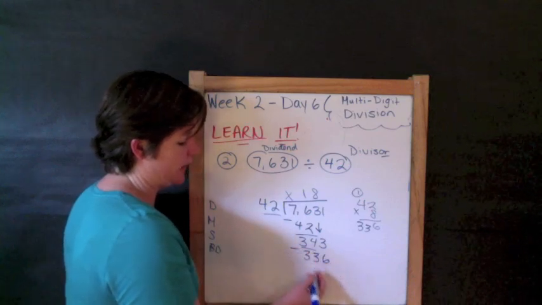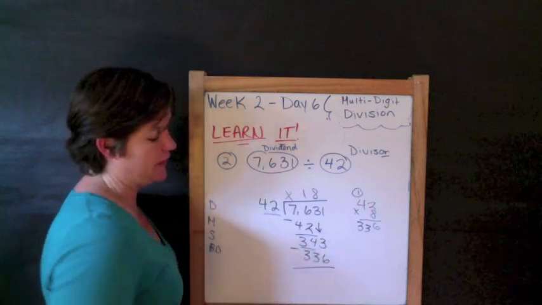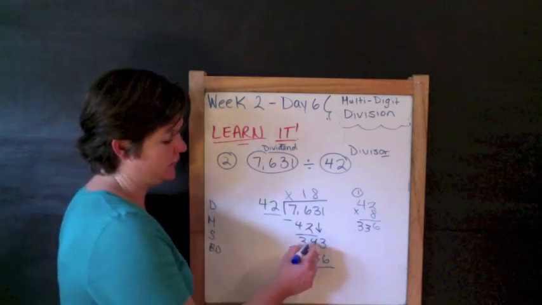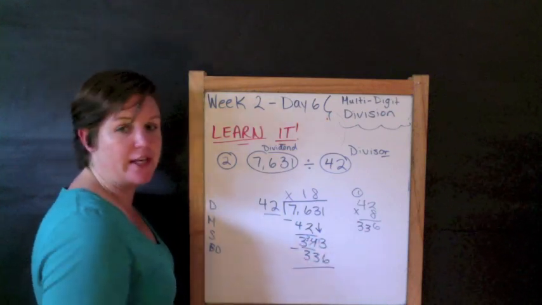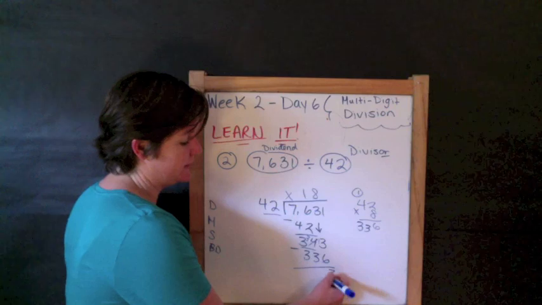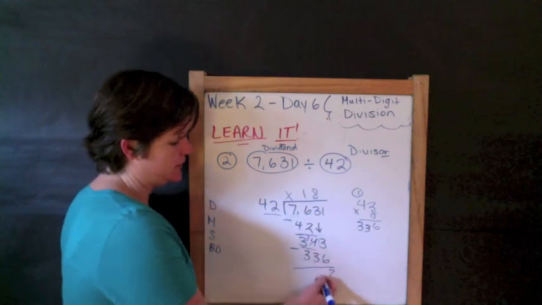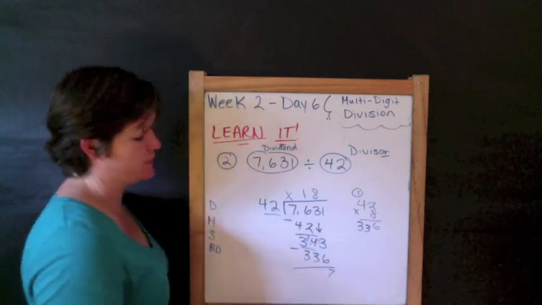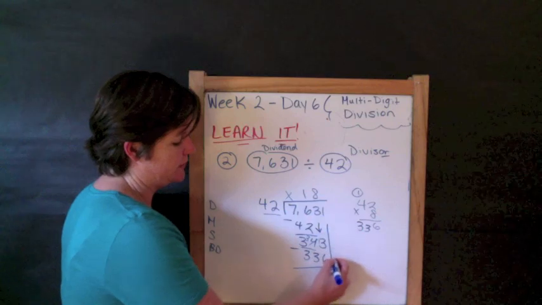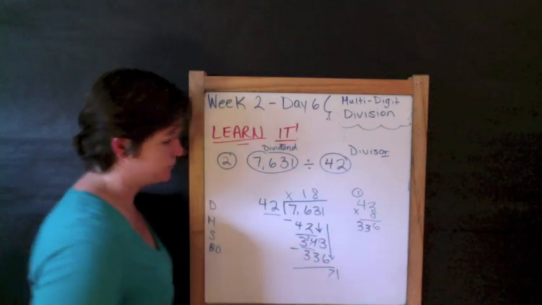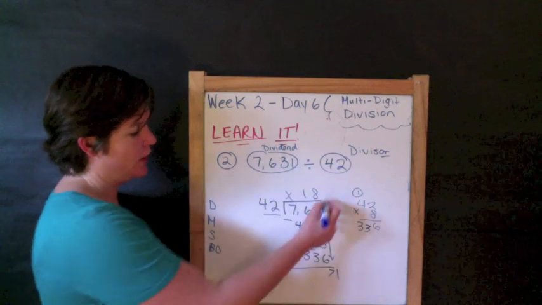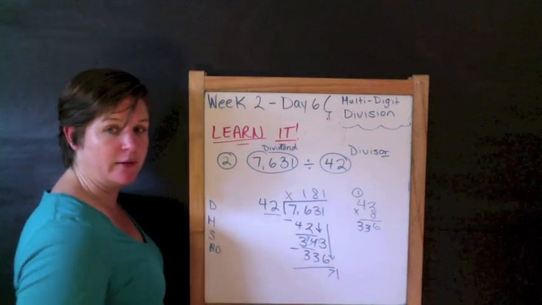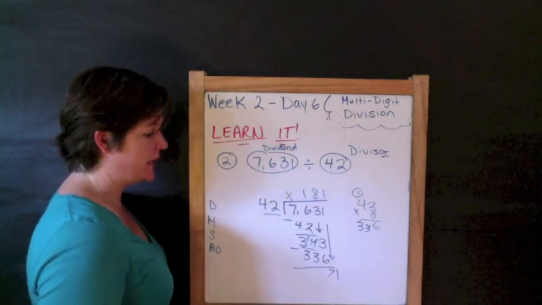8 times 42 is 336, and I subtract. 3 minus 6, we cannot do it. We need to regroup. That becomes a 3. That becomes a 13. 13 minus 6 is 7. 3 minus 3 is 0. 3 minus 3 is 0, so 7. Next step is to bring down a 1. How many times does 42 go into 71? 1 time. 2 times would be in the 80s.